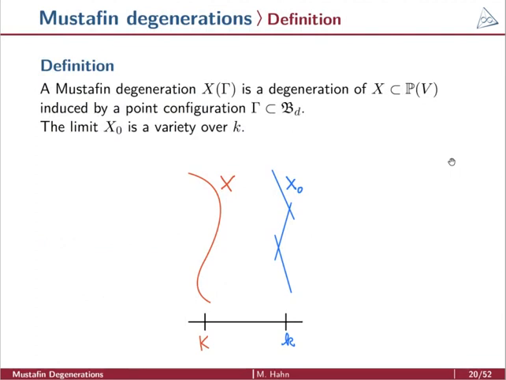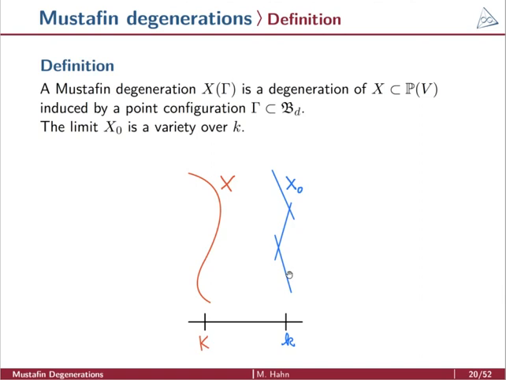Well, a Mustafin degeneration is a degeneration of an embedded projective variety. So it really depends on the embedding. And we have a projective variety X that lives in P(V), induced by a point configuration in the Bruhat-Tits building associated to V. So the interesting part here is that this X is going to live over big K, the discretely valued field big K. But the limit of the Mustafin degeneration is going to live over the residue field small k, so over this coefficient field.